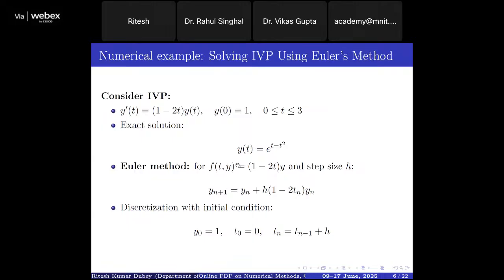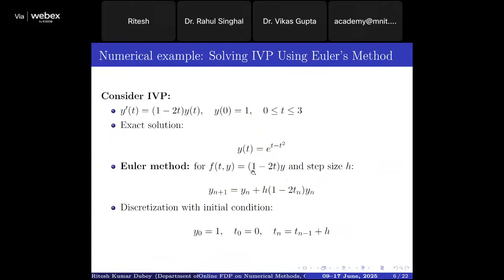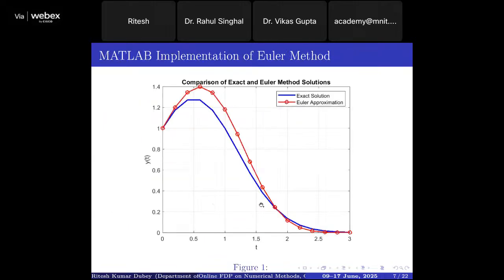If you put in the Euler method f of t_n, y_n, instead of that, 1 minus 2 t_n y_n, you are going to get this formula for the Euler method for this particular problem. And we can see that we have kind of discretization going on here. It's a very good question.